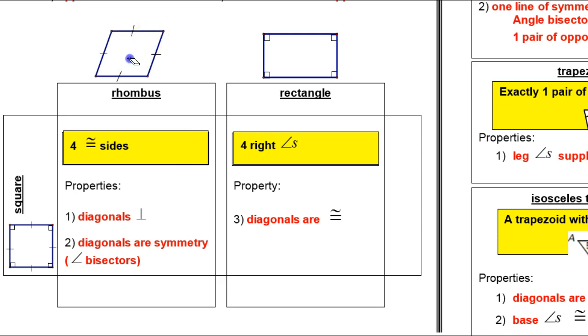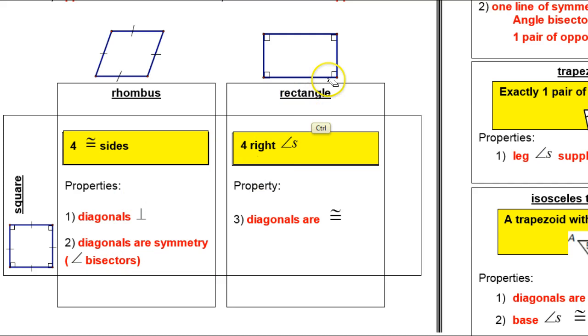Also, because of symmetry, the diagonals are lines of symmetry. In other words, this diagonal is a line of symmetry cutting this shape exactly in half. That means, for example, if I knew that this angle was 30 degrees, then this angle would also be 30 degrees. It's a line of symmetry. So, that's the definition and special properties of a rhombus.